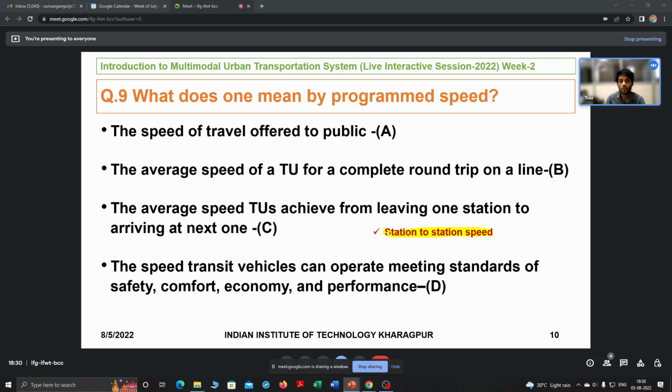Because station to station speed is leaving from one station and then leaving from another station, from one to another. That is called station to station. It will include the dwell time, that is the waiting time of the buses at the bus stop to serve the passengers, right? Because passengers will alight and board the bus. That has to be accounted for also in station to station speed. Then the fourth one is the speed at which the transit vehicles can operate, meeting the standards of safety, comfort, economy and performance. So each of the points has its own meaning, I can say.